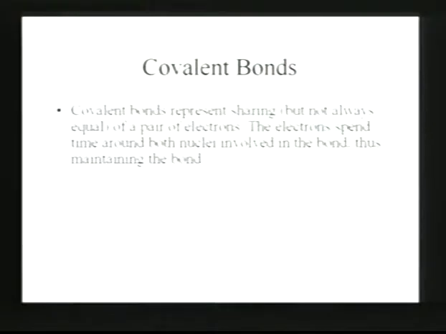They are a sharing of a pair of electrons. In the ideal covalent situation, the pair is shared equally between the 2 atoms participating in the bond. That's not always the case, though. Sometimes they are unequally shared, and that has some specific consequences that we'll talk about. So the electrons are spending time around both of the nuclei of the atoms, and that's what maintains the bond. That's what keeps the atoms in close proximity.